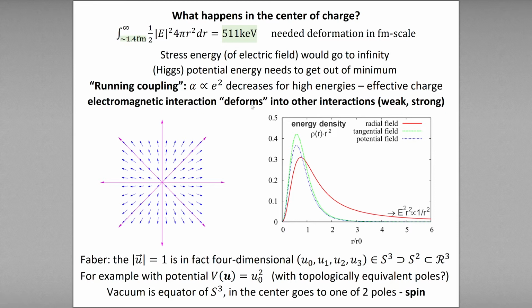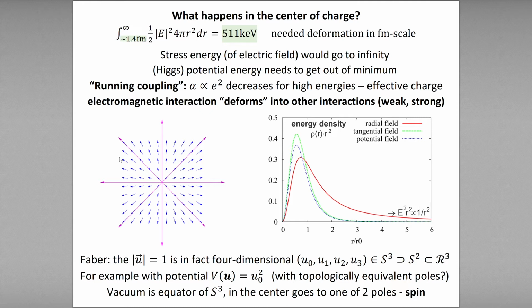So now there is the question of interpreting this vector field. Faber interprets them as four-dimensional vectors using these quaternions. So he says that it's in a three-dimensional sphere in four dimensions, and the potential makes the vectors be on the equator and they can go to one of two poles, but it costs energy, and choosing one of these two poles determines which spin we have, plus one half or minus one half. So this is his interpretation.